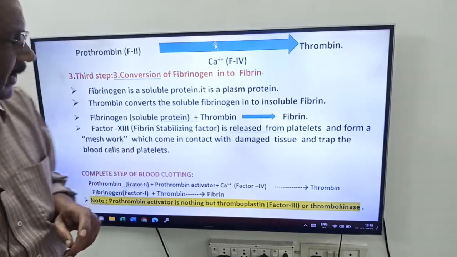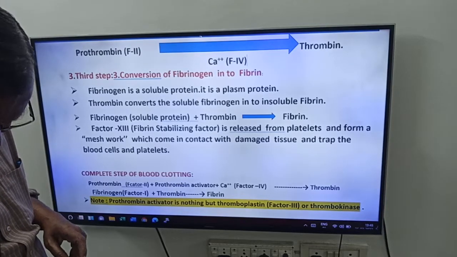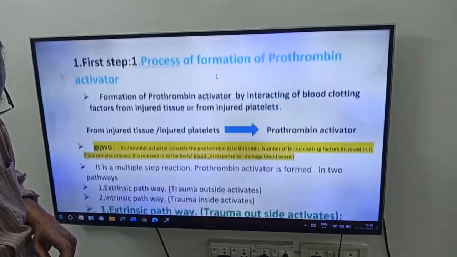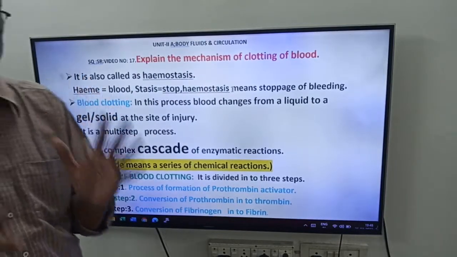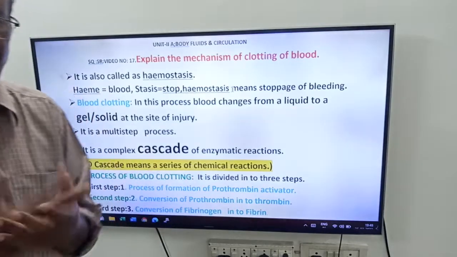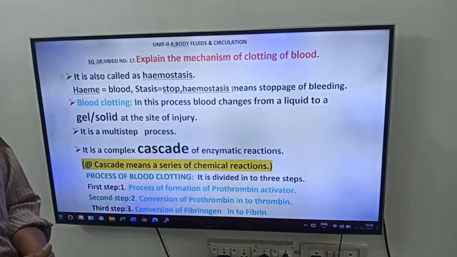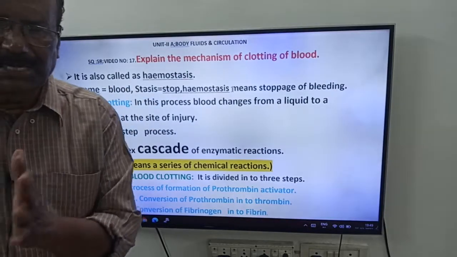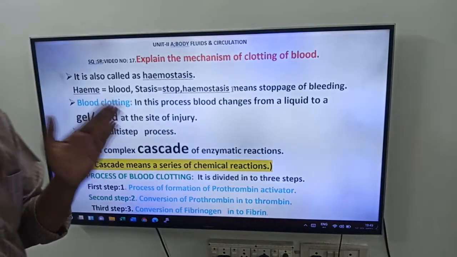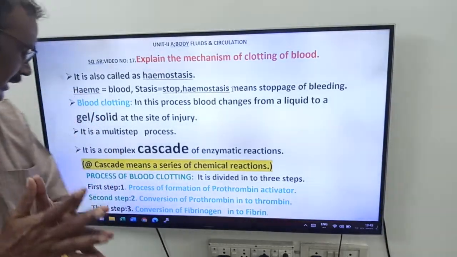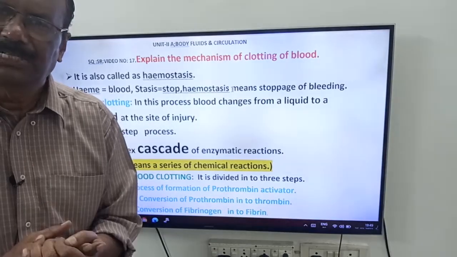Once again, friends, how does blood clotting take place? First, you have to know the basic idea. Blood clotting is also called hemostasis. Hemostasis means stoppage of bleeding. In blood clotting, the fluid blood changes into a gel-like or solid-like structure. It is a multi-step process, a complex cascade of enzymatic reactions. This is about blood clotting.